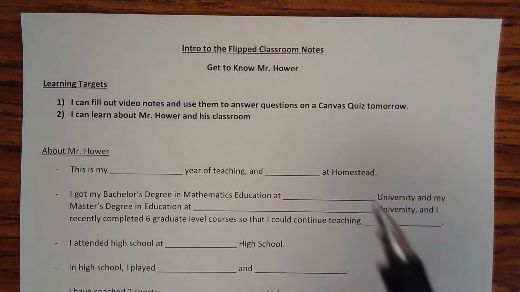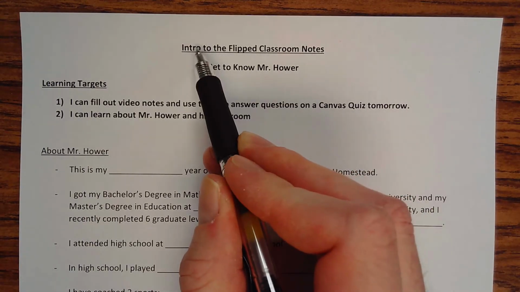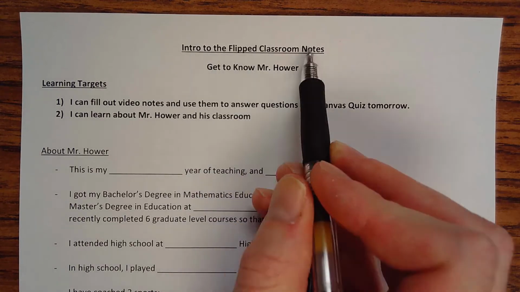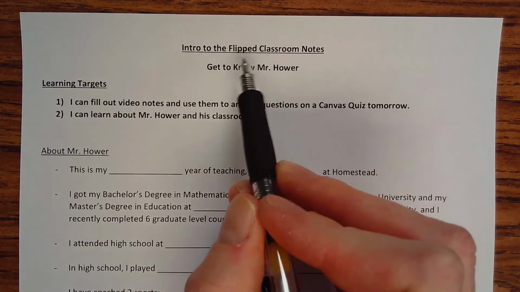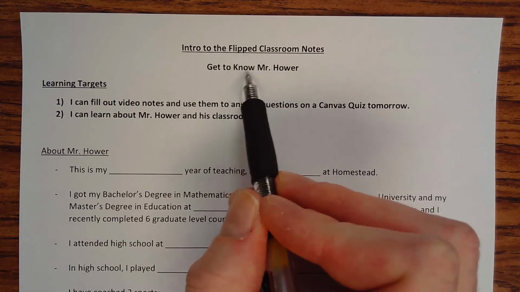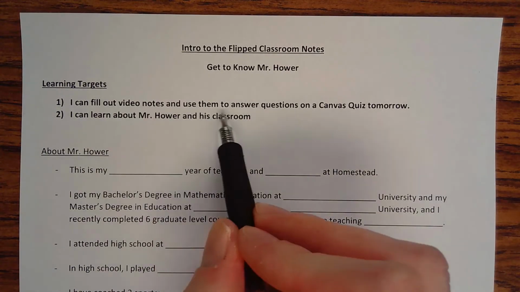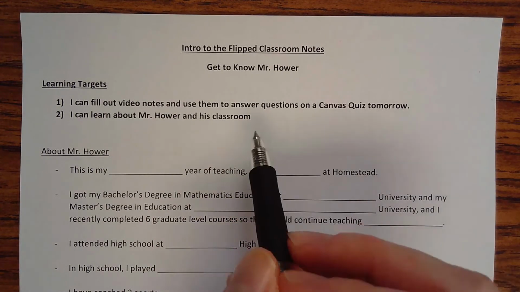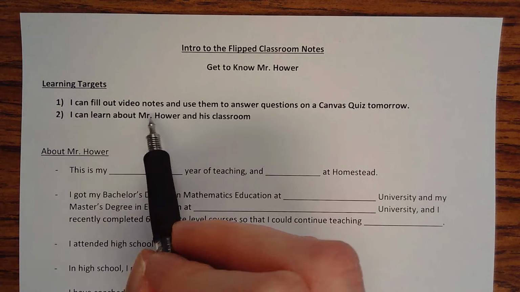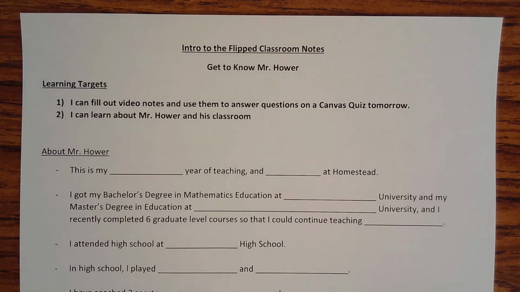So at the top, it'll have the name of it. A lot of them will say like Unit 1, Day 5, Unit 1, Day 6, or whatever. And then maybe a quick summary of what it's about. Your learning targets here: I can fill out video notes and use them to answer questions on a Canvas quiz tomorrow, and I can learn about Mr. Howard in his classroom.